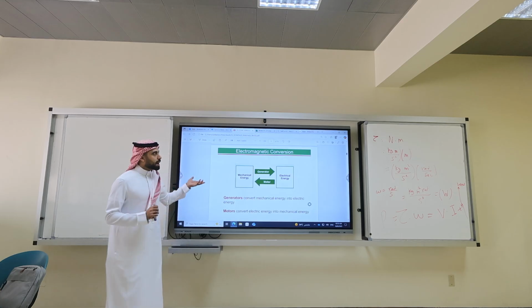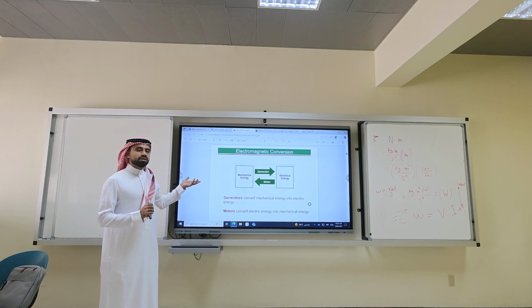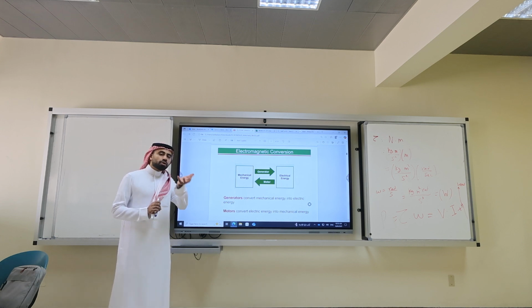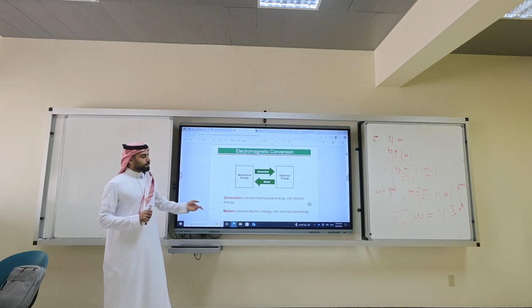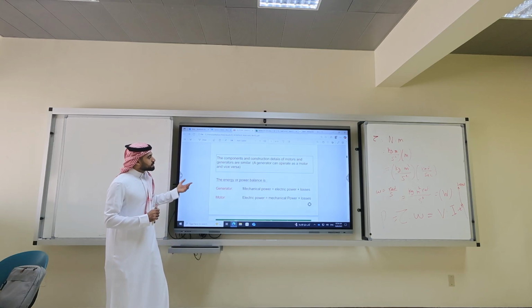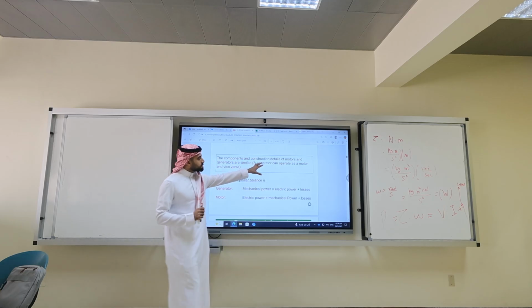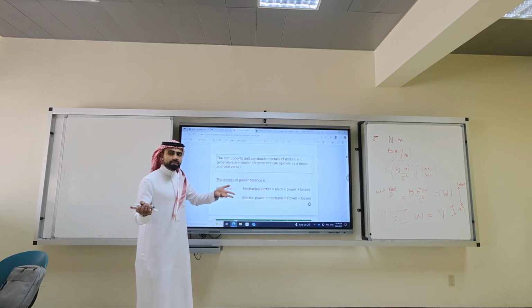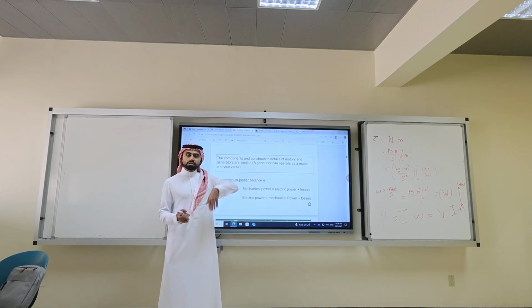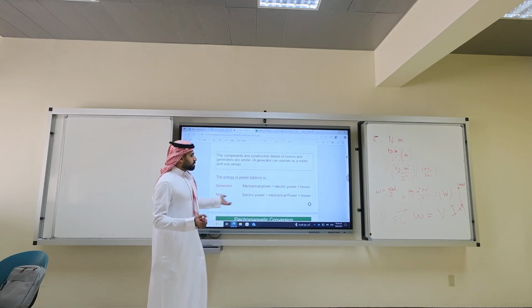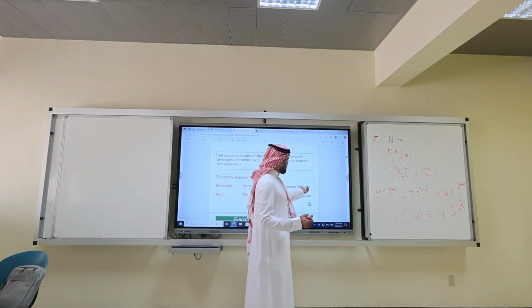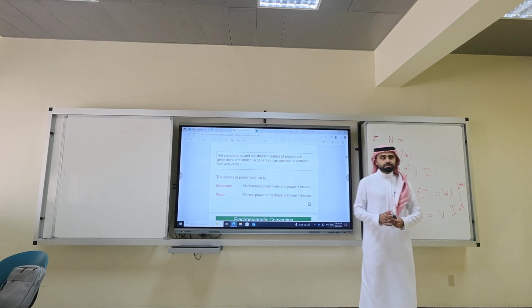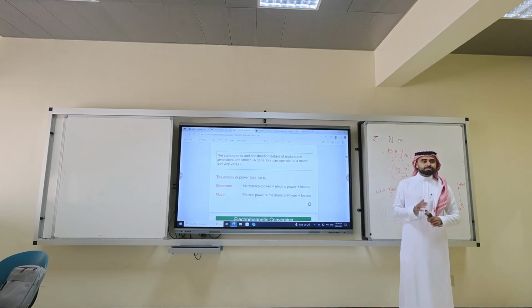But what's the title of this chapter? DC motor. It means we'll focus more on the motor application. Get it? Not only that, the components and the construction details of motors and generators are very similar. A generator can operate as a motor or vice versa. Plus losses. Don't forget there are losses. Right?